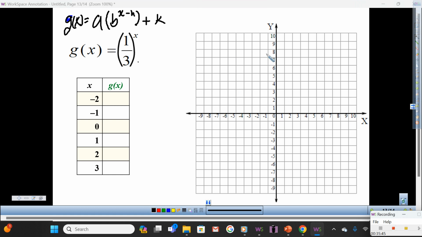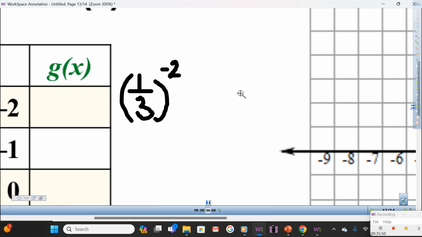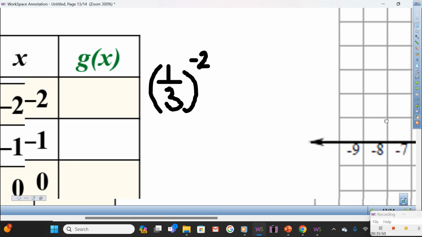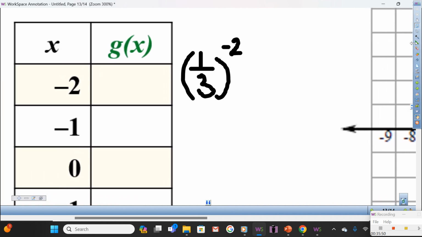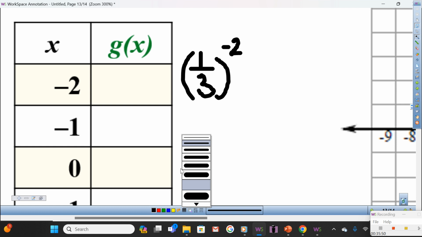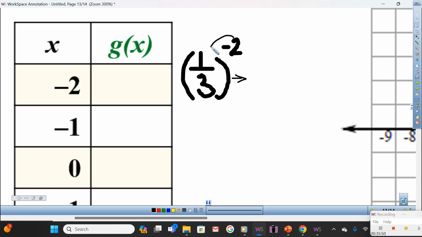For the sake of time, let's do this. We got 1/3 to the exponent of what? -2. Let me zoom in. Now, by now, we should be experts at this, yes? Yes, Mr. Q, you gave us plenty of practice on the warm-ups. So distribute the exponent here and here. So we rewrite it as 1 to the -2 over 3 to the -2.